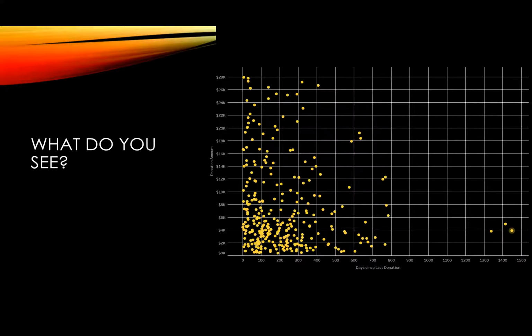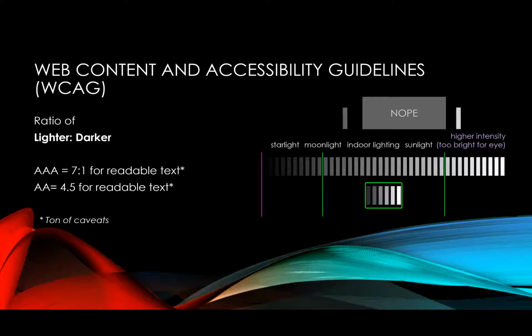But one of the most commonly referred to items is the Web Content Accessibility Guidelines. So WCAG, if you want. And one of many recommendations that they have out there is this ratio of lighter to darker. And so you've got two different levels, and they define this a number of ways. There's a ton of caveats and nuance with this, but they've got two different ratings. You've got AAA, which is really, really great for a higher contrast. You've got AA, which is kind of that bare bones minimum.